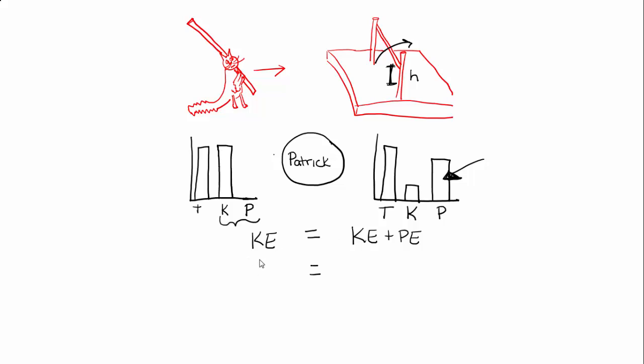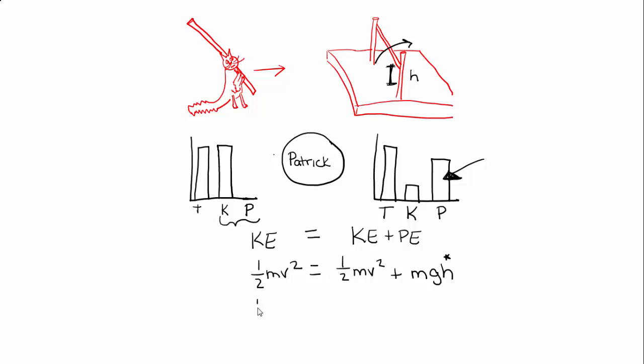The equation for kinetic energy is 1/2 mv squared. And it'll be similar over here, 1/2 mv squared, plus this new potential energy found by mgh. Again, h is what we're looking for.